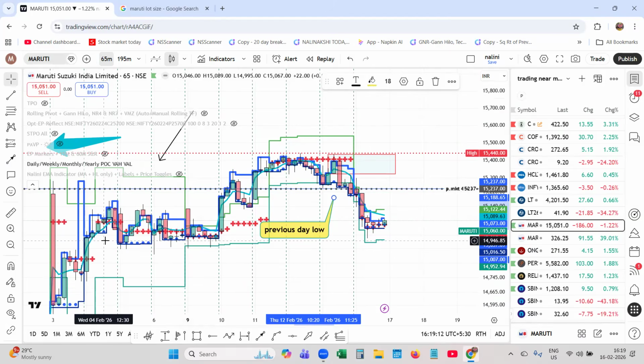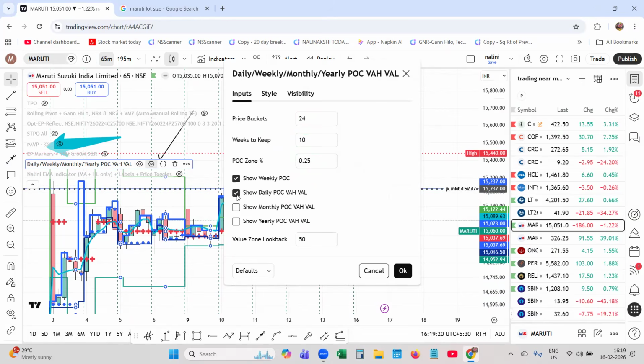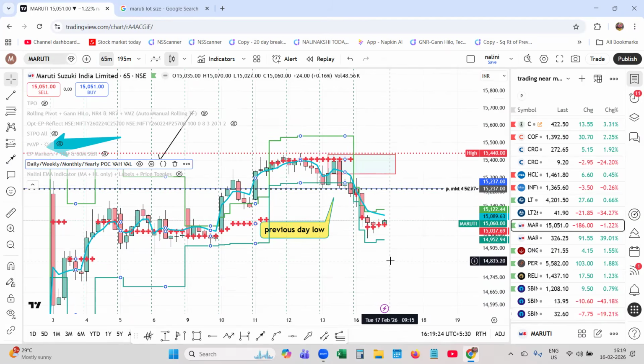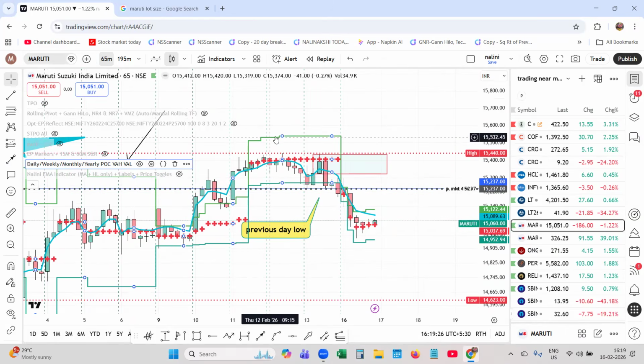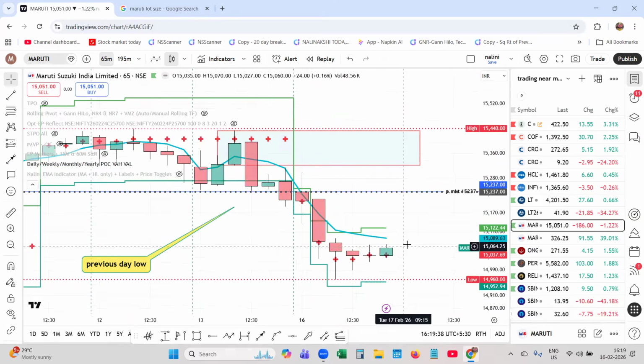and I will enable Market Memory POC, and I will enable only this. Instead of daily, I am enabling weekly POC. See, this is the weekly value area high and value area low, and this is the point of control. It was clear that the selection became easy.